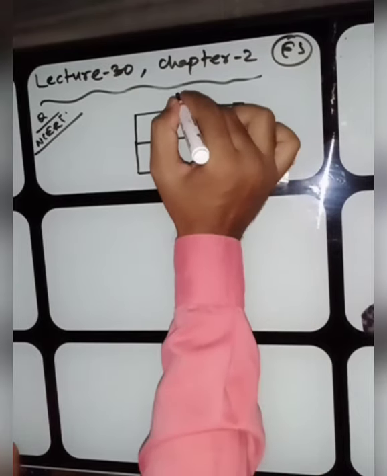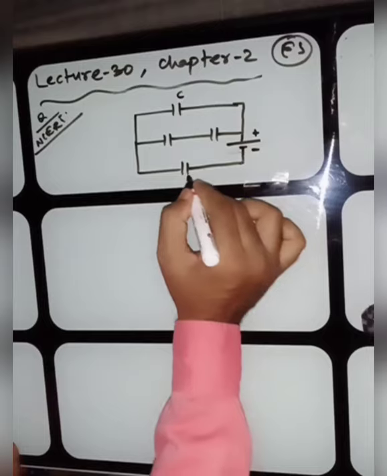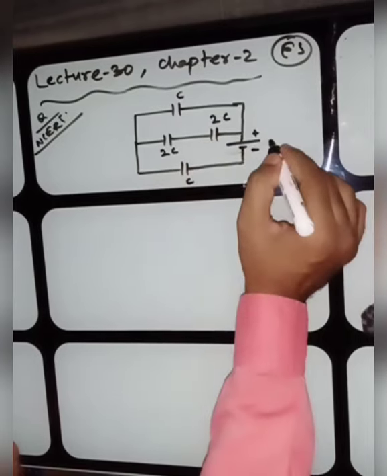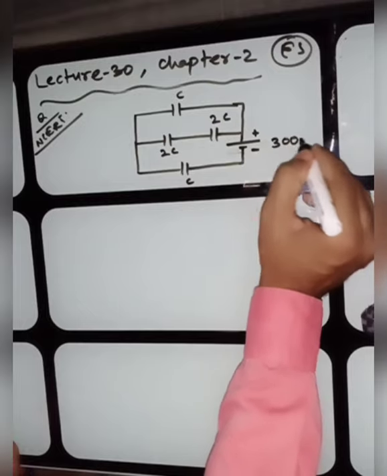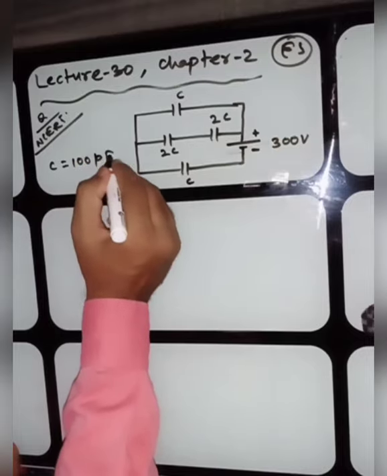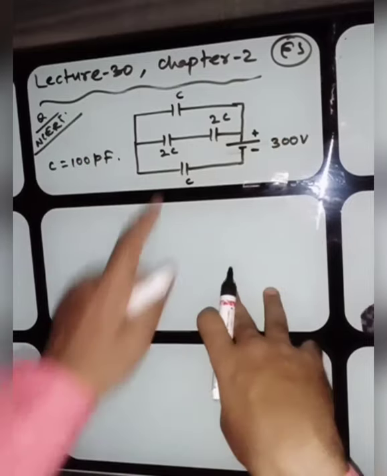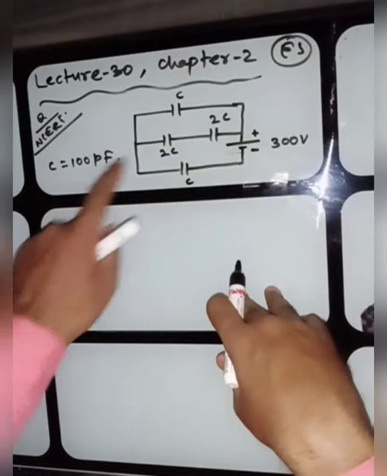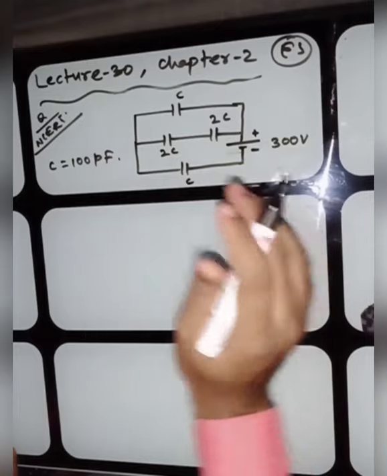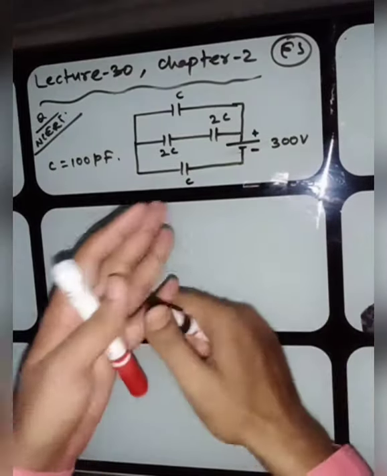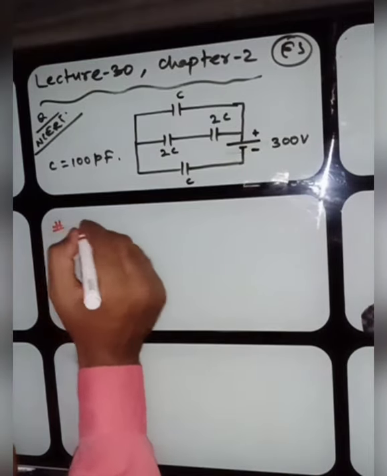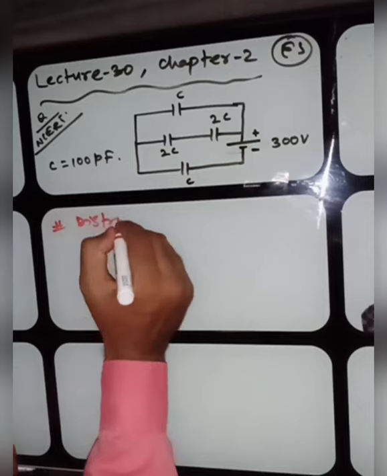Okay. Suppose this is C, this is also C, this is 2C and this is 2C. In NCERT it is given 300 volt and this C is 100 picofarad. The space was very small, that's why I have written the C here. Now how do we have to solve this question? Very sincere students, I'm solving this question. First you have to distribute the charge. Remember, distribution of charge.